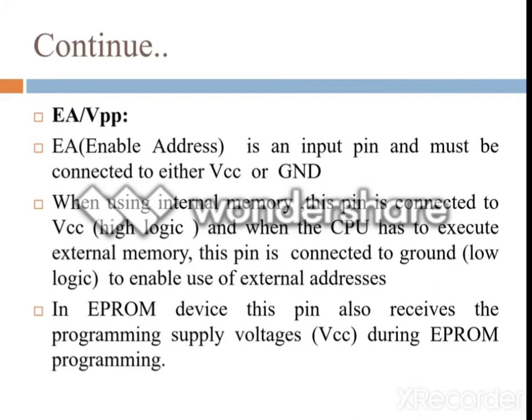EA, otherwise VPP. EA, the full form is enable address, is an input pin and must be connected to either VCC or ground. When using internal memory, this pin is connected to VCC, that means high logic. When the CPU has to execute external memory, then this pin is connected to ground, that means low logic, to enable use of external address.